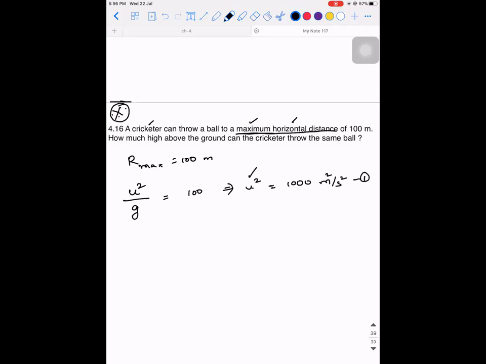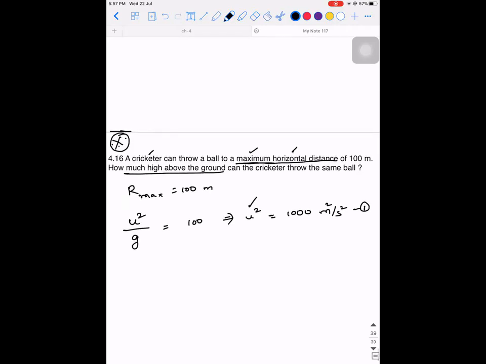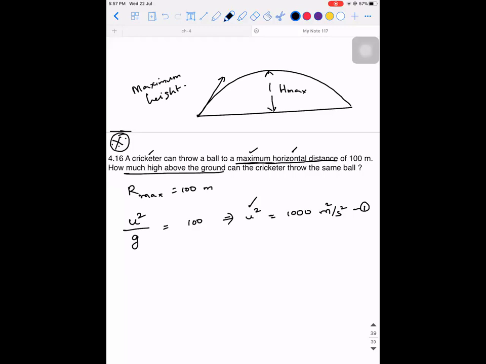Means if with the same velocity he is able to throw, see, this is a confusion many people have. How high above the ground is the keyword. What is running in your mind? What are they asking us to calculate? Maximum height, no? That is, if the particle is projected like this, they are asking us to calculate this height, no? Am I right? Yes, sir. But that is wrong.